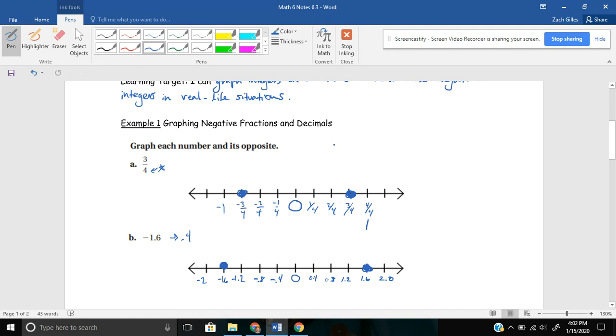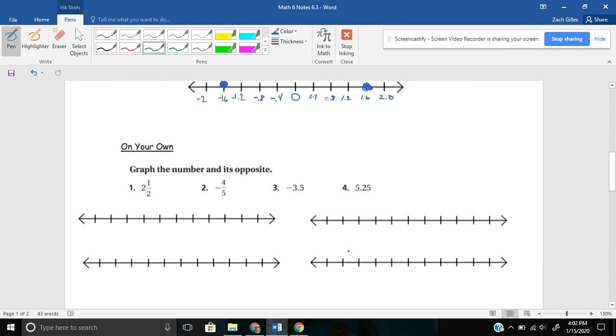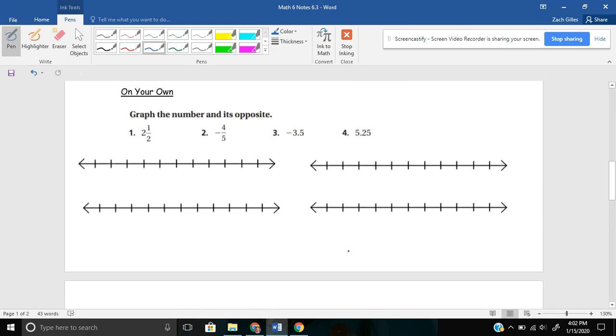Okay, so one of the, I think, trickiest things to be able to do for these is come up with an interval of what each hash is going to be worth there. Why don't you go ahead and try 1, 2, 3, and 4. Pause the video now and see what you come up with.